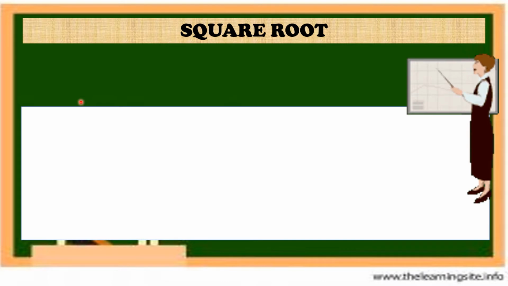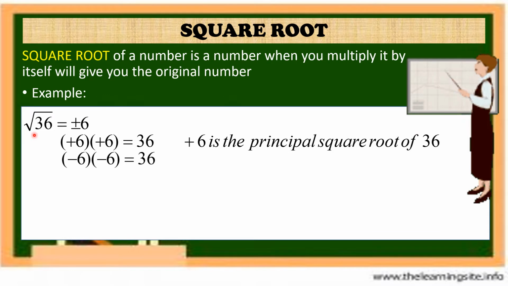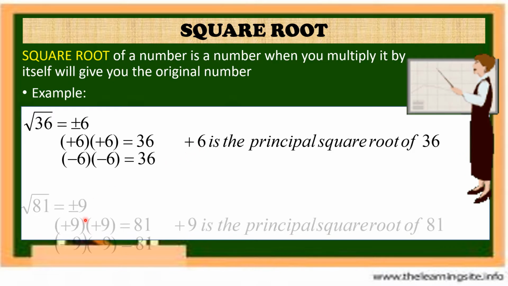Square root. The square root of a number is a number that, when you multiply it by itself, will give you the original number. Example: square root of 36 equals plus and minus 6. Positive 6 times positive 6 equals 36. Negative 6 times negative 6 equals 36. Positive 6 is the principal square root of 36.